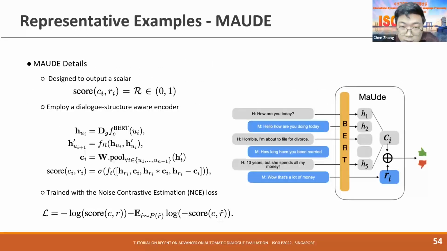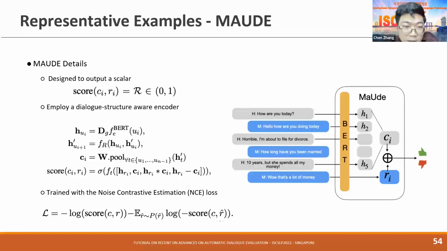Firstly, let's look at the entire architecture of the MAUDE framework. As we can see in the right figure, the input to the MAUDE framework is a sequence of utterances, and the output is a single scalar indicating the quality of the current response with respect to the entire context, which consists of the first 5 utterances.